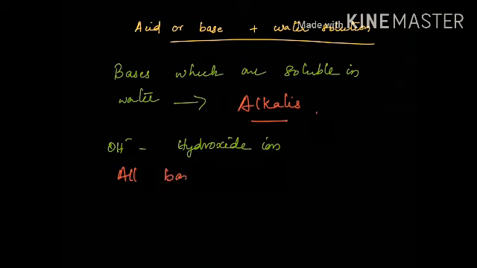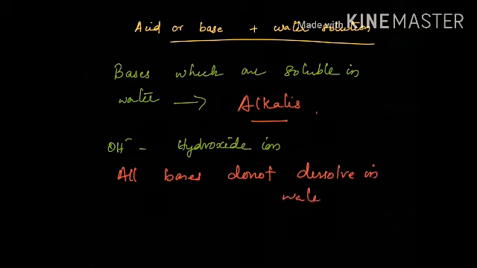All bases do not dissolve in water. So an alkali is a base that is dissolving in the water, and alkalis are a bit soapy in feeling, and they are bitter in taste. These are the characteristics of the alkalis, and they are a bit corrosive also. They can cause destruction to other metals.